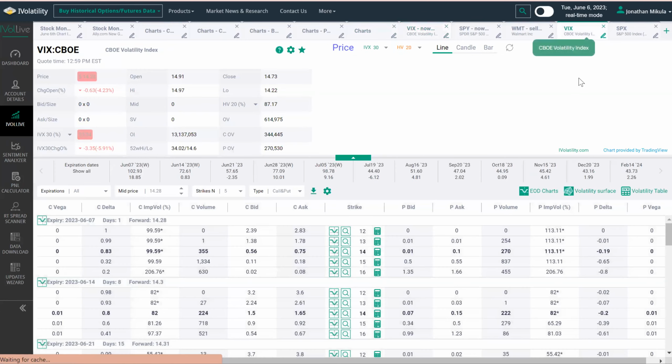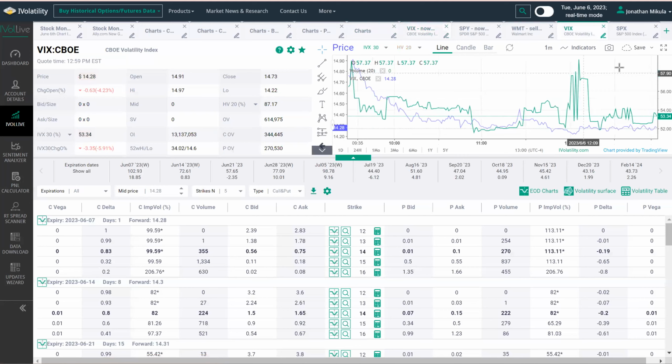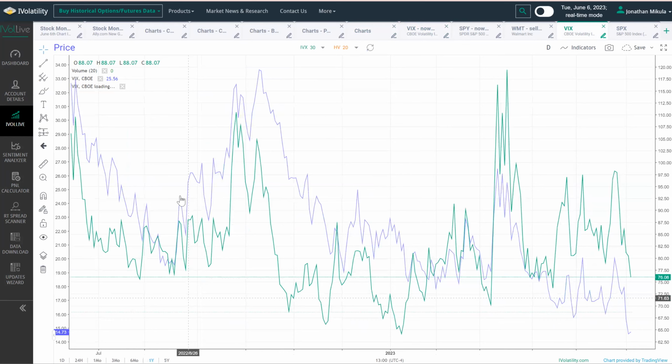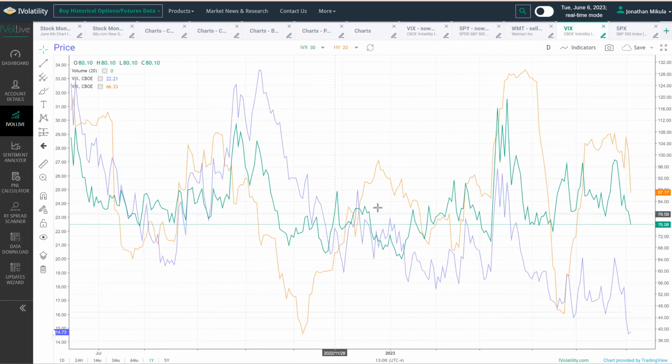So VIX, I'm ambivalent on it. As a trader, I still check the VIX every morning, partly out of habit, I'm sure. But what I like about the VIX, what I think is so unique about IVolLive, is everybody looks at the spot price of the VIX, right? So they say, okay, when the VIX is high, people are panicking. When it's low, people are calm and complacent.